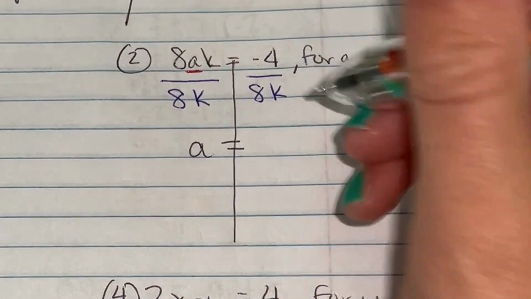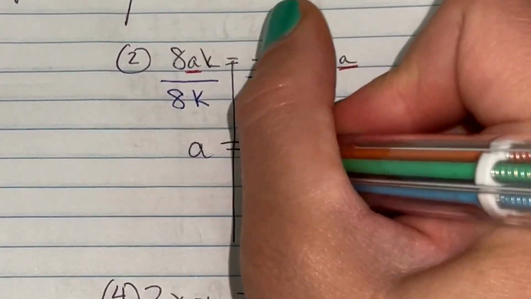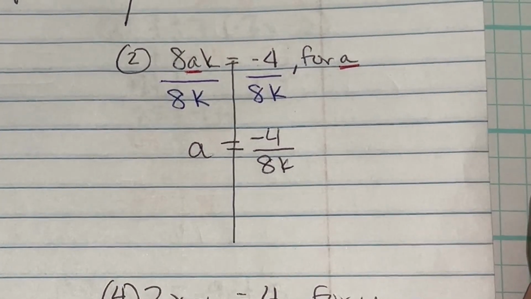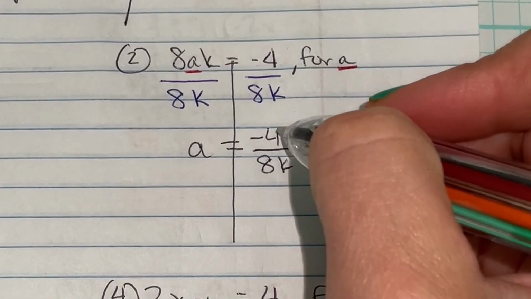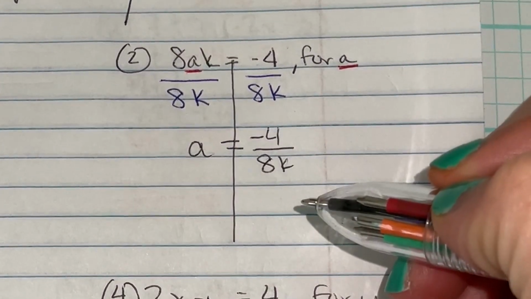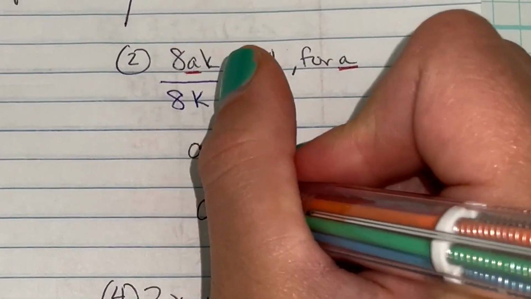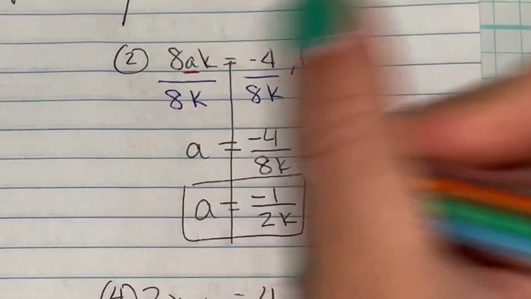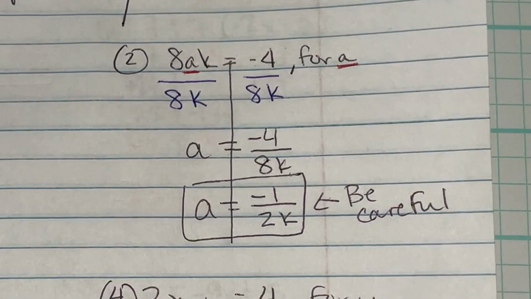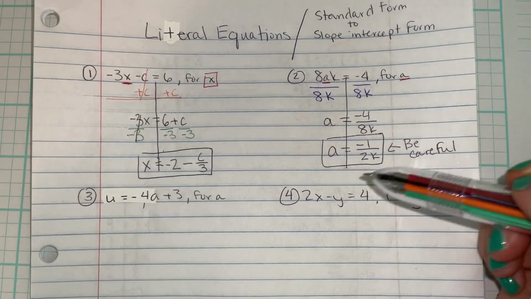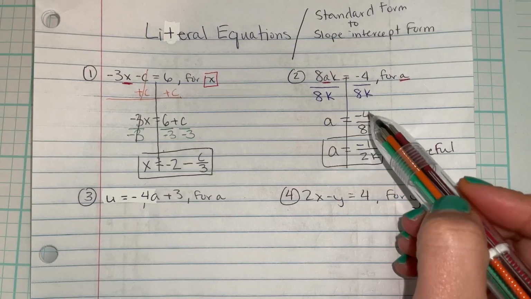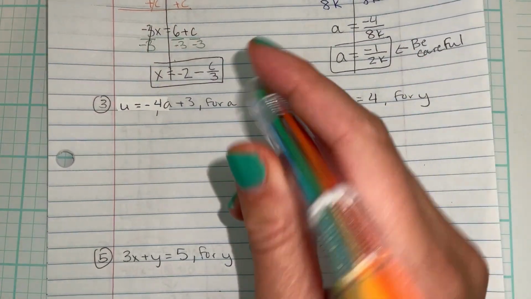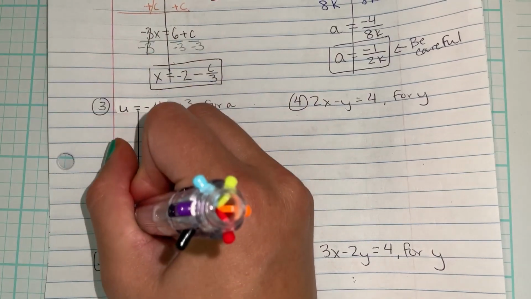All right, then we're left with negative 4 over 8k because we cannot do those things. However, I can reduce because 4 and 8 are both divisible by 2. So this can actually reduce down to negative 1 over 2k. Okay, so, be careful of that reducing stuff. Okay, it's going to occur all the time. Like how we did here, do it here, and that's okay. You can do that.